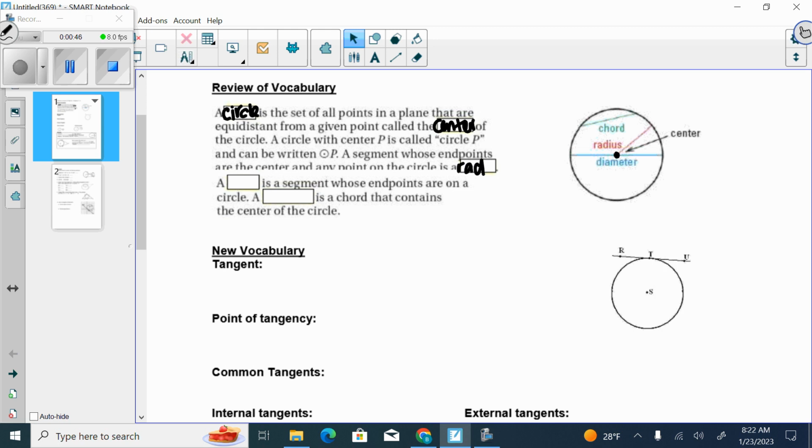So you guys already knew that. If it goes from the center, so from here to the edge, like this line here, we call that a radius, right?